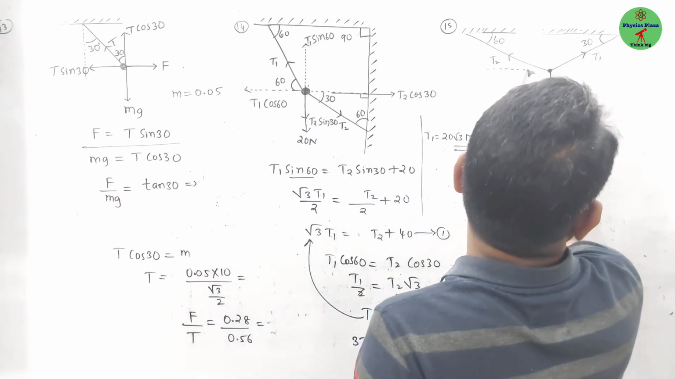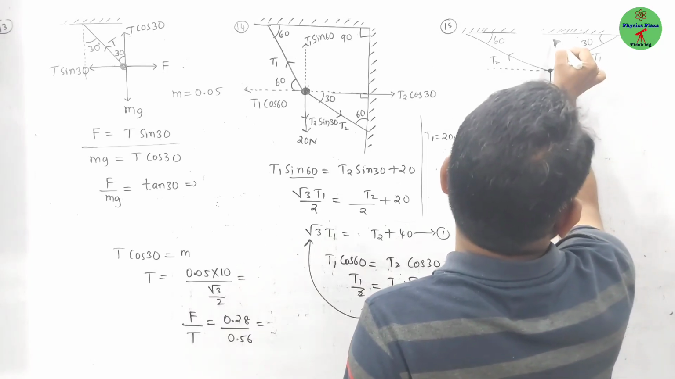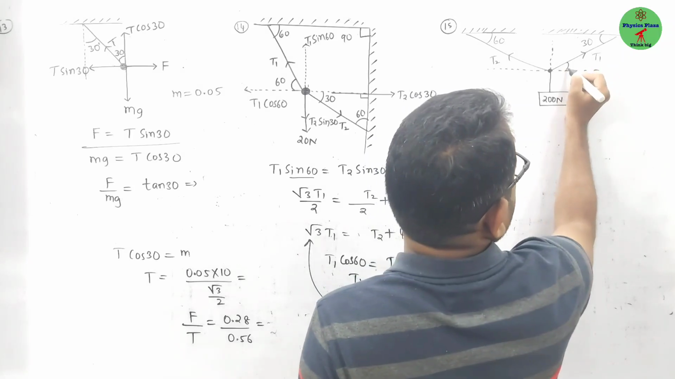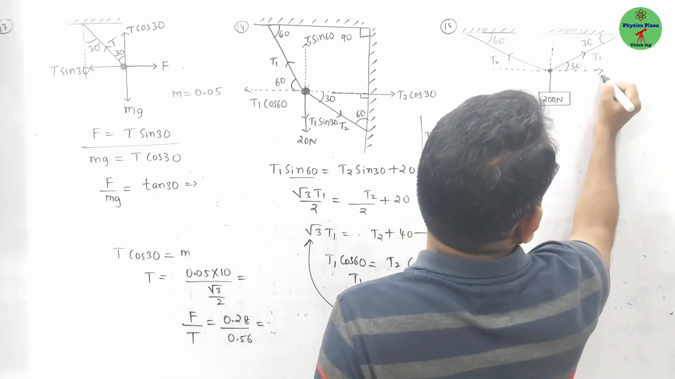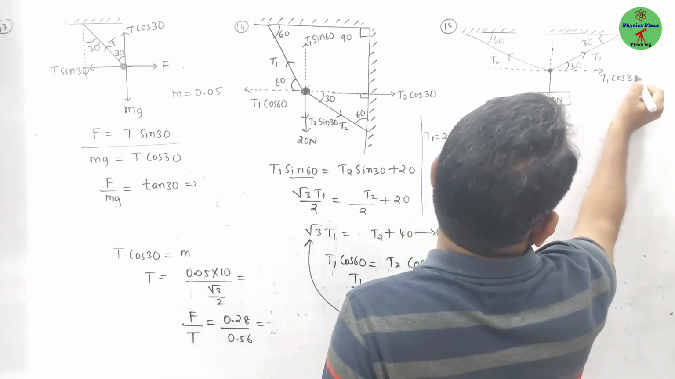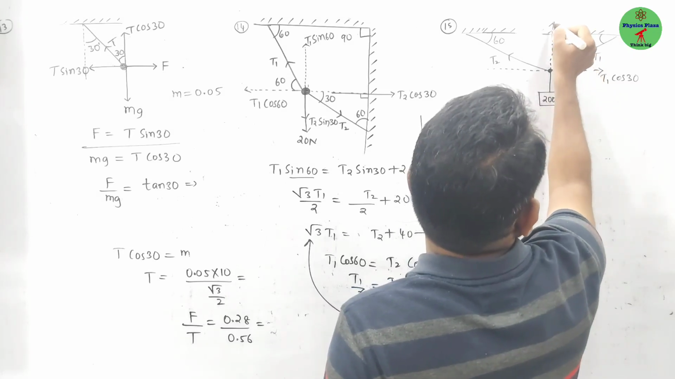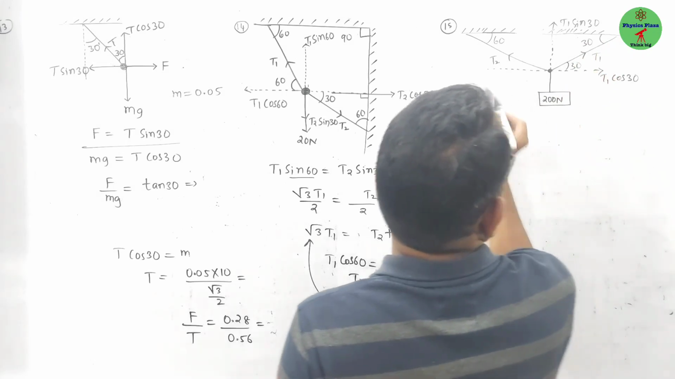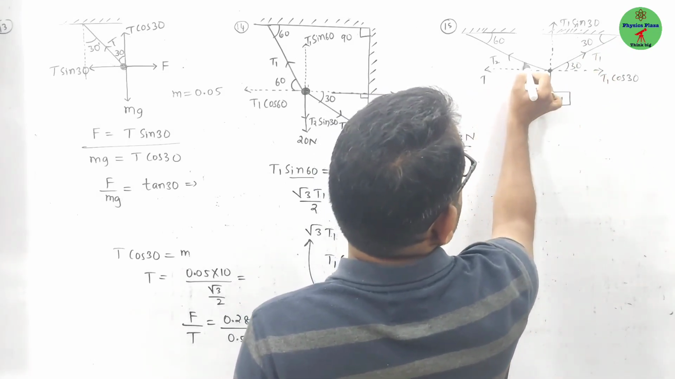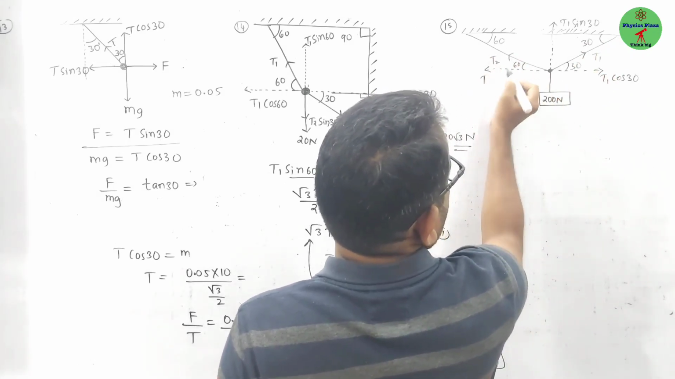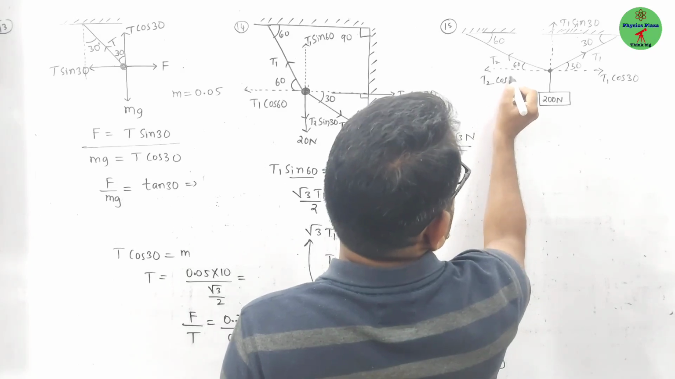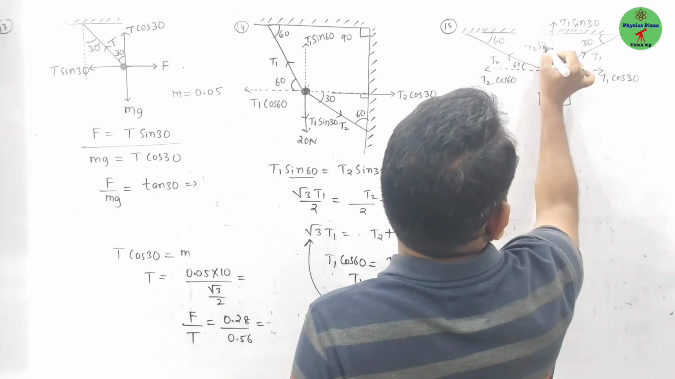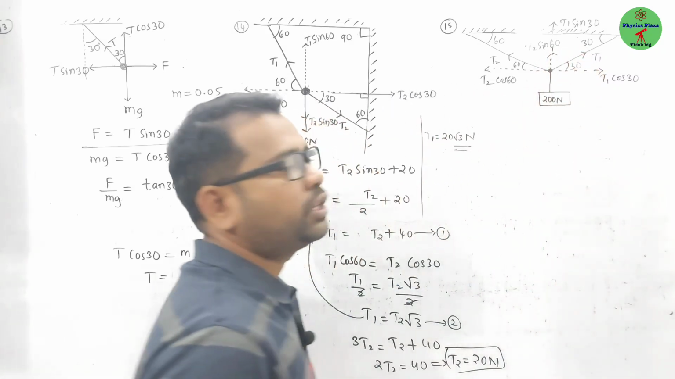Let us make one horizontal line and one vertical line, because we need to resolve into rectangular components. So here is 30, so obviously this is going to be T1 cos 30, and along this T1 sine 30. Now this is 60, right? So it is T2 cos 60, and here vertically T2 sine 60.